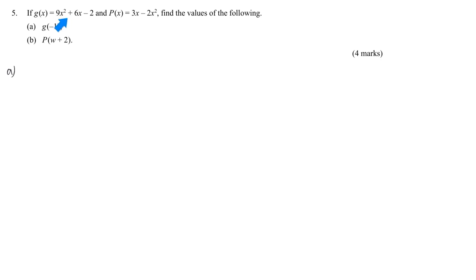The question gives us two functions. The first function is called g(x), the second function is called p(x). While in part A we are just concerned about g(x). So before we start, some preparation work is to copy down the function of g(x). And then for every x, we are going to replace it by something, so prepare a bracket for this.